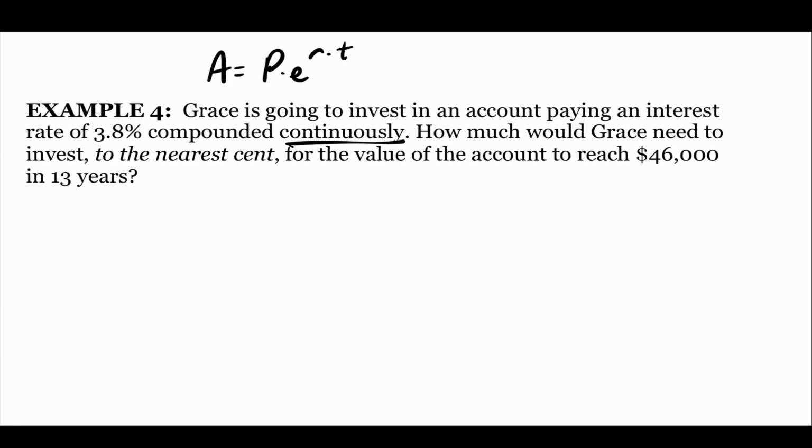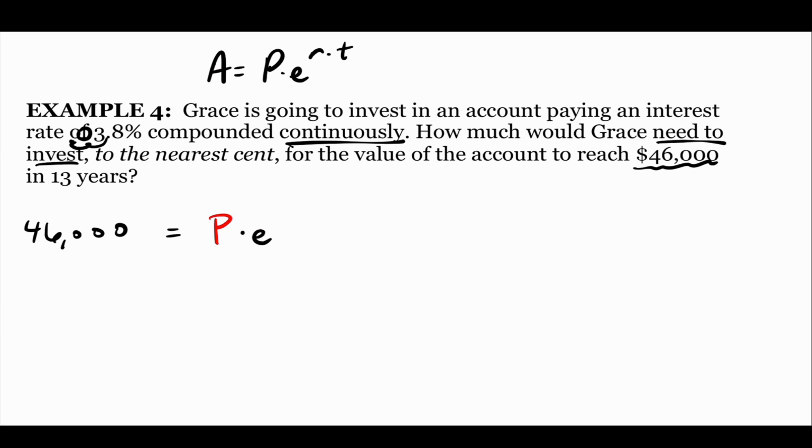We have to figure out what we know and what we don't know. I know the rate. What is $46,000? Is it how much we start with or how much we end with? End, right? $46,000 is how much we end with. So that's going to be over here. It's not going to be P anymore. In fact, the question is asking how much do we need to start with? So we don't know P. So I'm just going to leave P as just P.